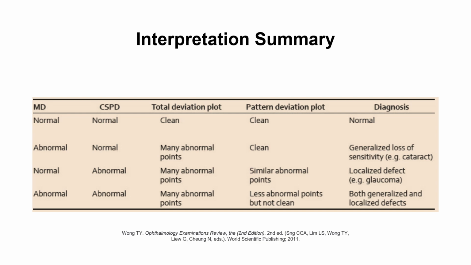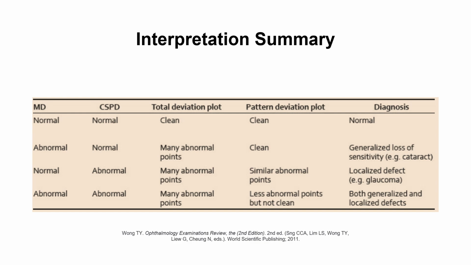If you see that the MD, mean deviation, is normal and the corrected pattern standard deviation, which is, as we said, the short-term fluctuation corrected, is normal, and the total deviation plot is clean, the pattern deviation plot is clean, then this is a normal diagnosis. And if you see that the MD is abnormal and the corrected pattern standard deviation is normal, with many abnormal points in the total deviation plot with a clean pattern deviation plot, this means that there is generalized loss of sensitivity, for example cataract or hazy media.